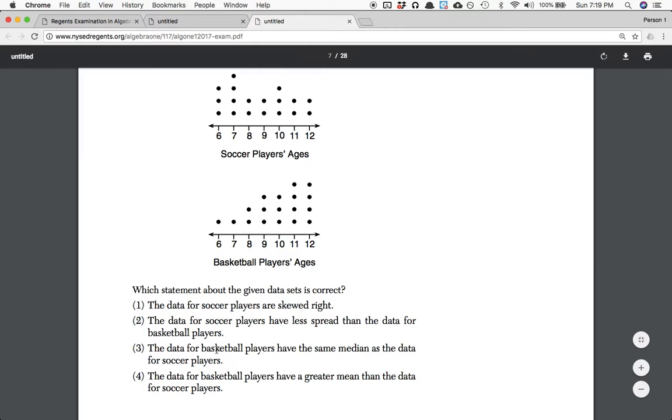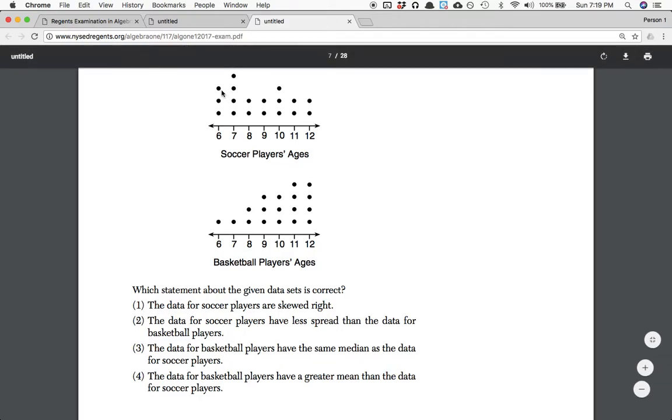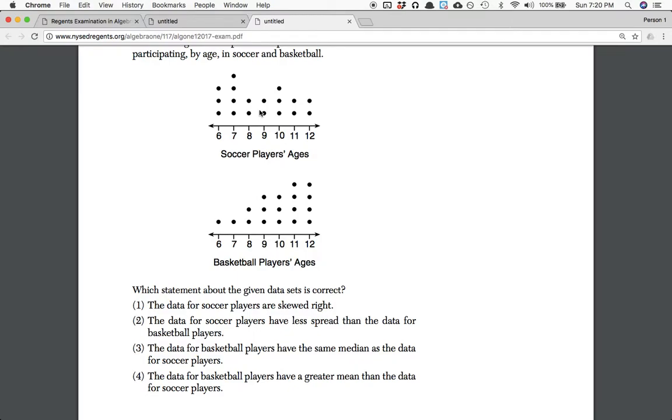The data for basketball players has the same median as the data for soccer players. Okay. Median is a thing that we can figure out just by kind of clicking things off. The way you get the median is you cross off the first one and then the last one, your lowest and highest, and you go from there. You keep going: the second 6, the second 12. The third 6, the 11. The 7, the top of the 11. Second 7, 10, 7, 10, 7, 10. 8, 9, 8, 9. It's halfway between 8 and 9. So for soccer players, it is 8.5. I'll write that down on the side to remember.